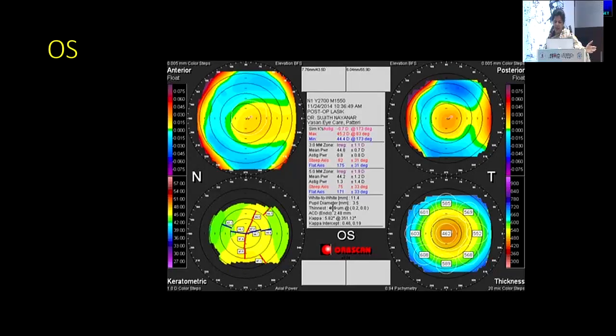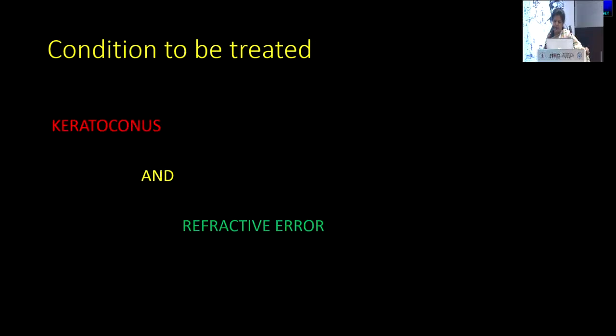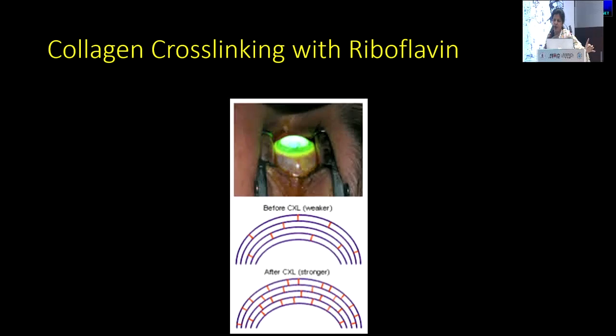And then if you look at the other eye, you can see that it looks pretty normal. Everything is within the normal range, and that's when you realize that keratoconus is an asymmetric disease. Even if you have a completely normal topo in one eye, you have to think of the presence of forme fruste keratoconus in the other eye, and that patient better be avoided. So the condition that needs to be treated here is keratoconus and not refractive error.